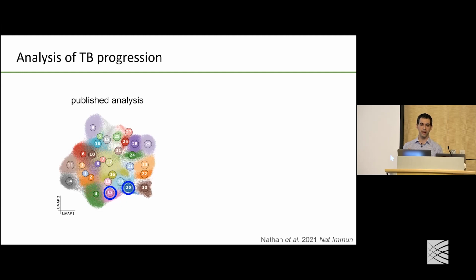And the original analysis done by the folks who put together this data set was based on a very detailed clustering shown here. So this is 31 different memory T cell subsets. And this analysis found two clusters that I've shown at the bottom here, 12 and 20, that are kind of helper T cell clusters that were significantly depleted in patients who progressed to active TB.